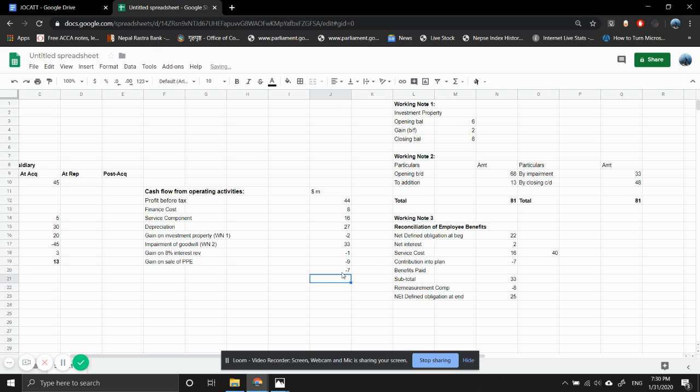So this figure, contribution into the plan. Right. Anything else? Changes in working capital after that? Let's move on. Changes in working capital. Okay, so let's not miss this. Working note 3. So I'll just bold it.